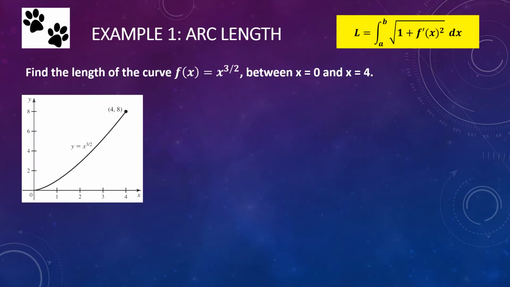So let's look at our first example. Find the length of the curve f of x equals x to the 3/2 between x equals 0 and x equals 4. By looking at the image, we can see that the curve is continuous between 0 and 4, and so we can apply the definition of an arc length here.